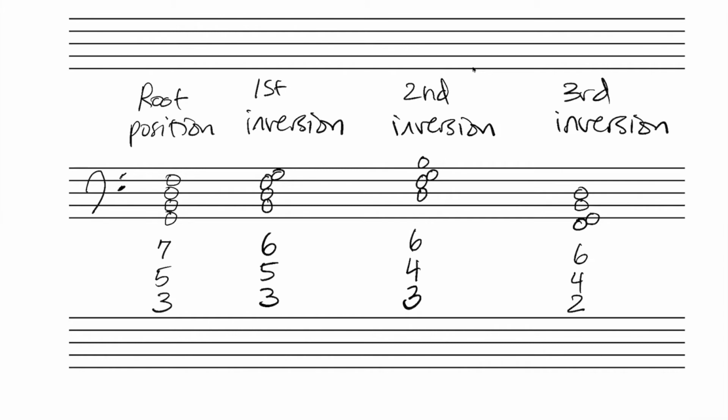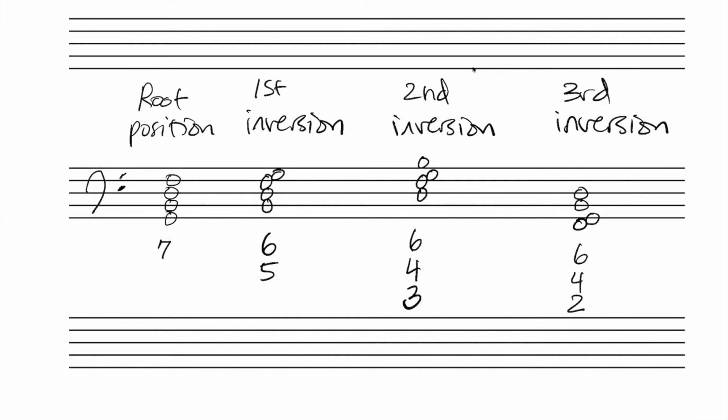Like triads, we don't use the full figured bass symbols for seventh chords. There are abbreviated versions that we're going to need to memorize. I will start with root position. Just like the triads, we omit the 5 and the 3, but you do need to put the 7 in because that's what shows it's a seventh chord.